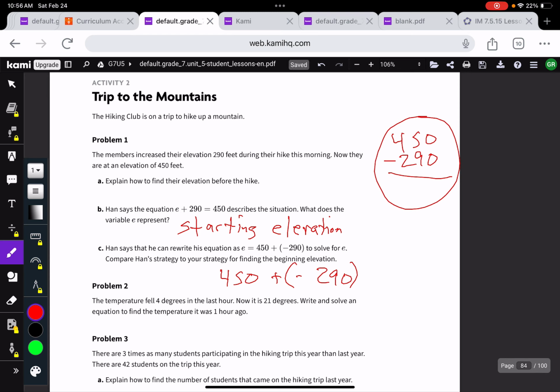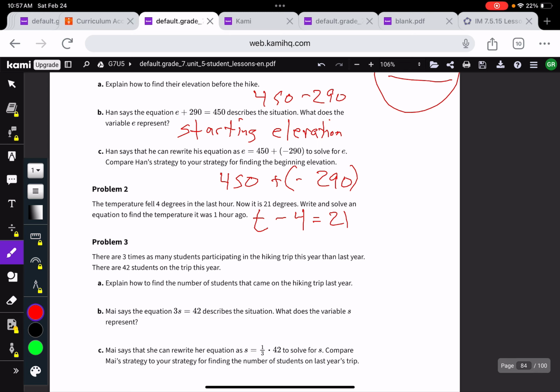Now, it's 21 degrees. So there's actually the equation. Easier said than done. But we had a temperature. It went down 4 degrees. And the word now often means, or is, means equals. So the temperature, take away 4 from the previous temperature, that gives us the current temperature, which is 21 degrees. So we think to ourselves, we can do this in our head. What minus 4 is 21? We go, oh, well, 25 minus 4.